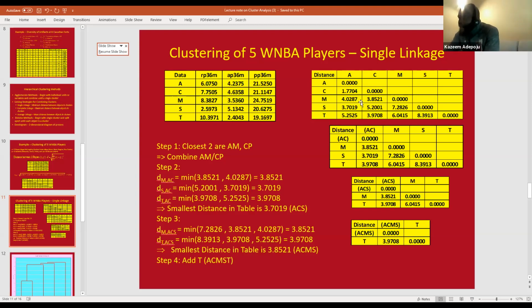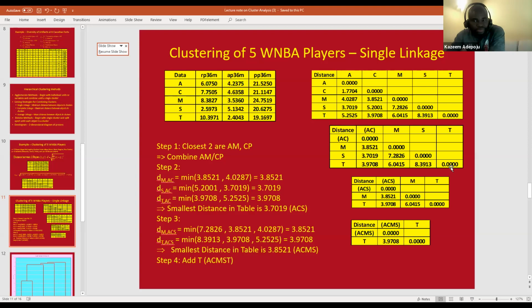Now, how do I move from here to here? If I want to move from here to here, I'm going to start with step 1. I need to look at the smallest. And the smallest here is 1.7704, and that falls in the intersection between A and C. Then it means I'm going to merge A and C together. If I merge A and C together, I'm going to have AC, then M, S, T. So that will be my table. And in my table, the diagonal is going to be 0, 0, 0.